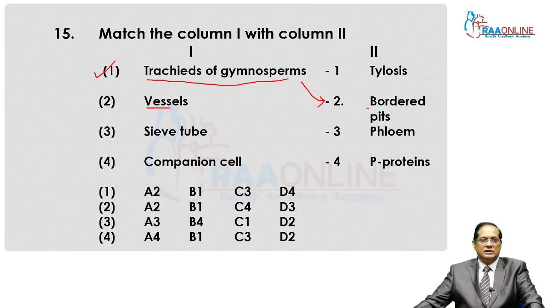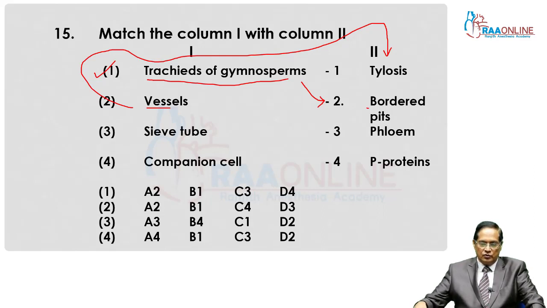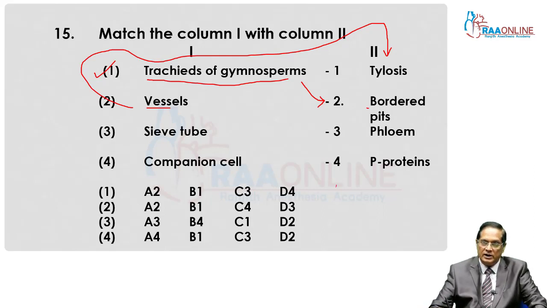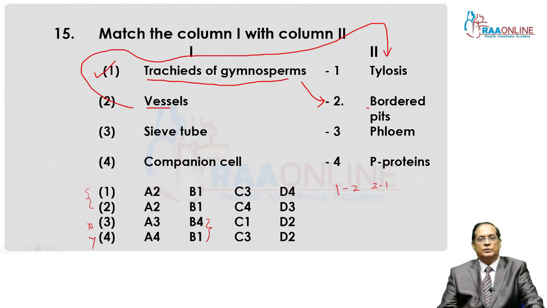Then vessels, they are known for vessels of heartwood. They are with tyloses. So, 1 with 2, 1 with 2 and 2 with 1. In this case, with the rejection method, these two are rejected because the second component is different. So the possibility of the answer is in the first and second only.